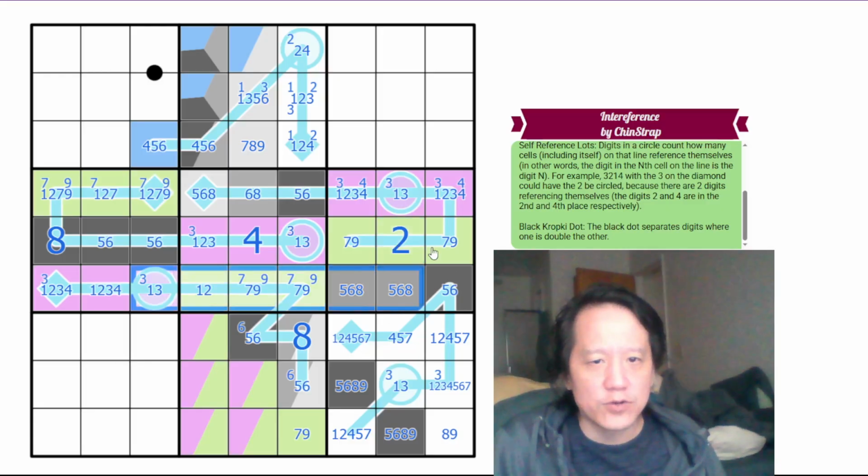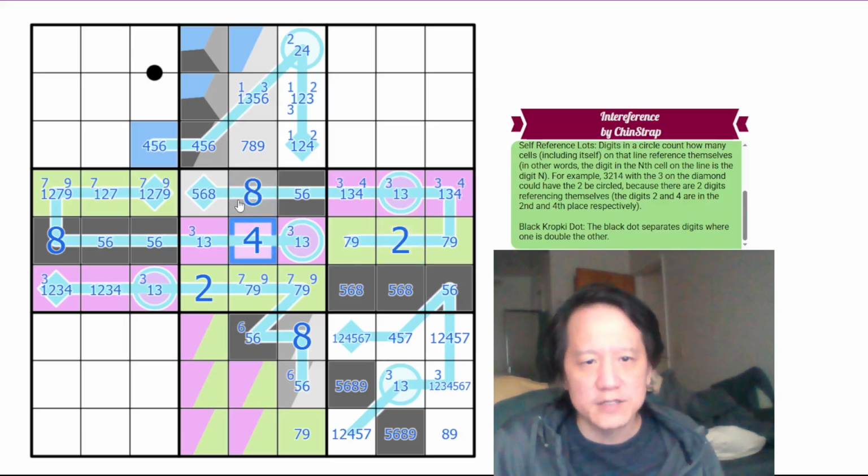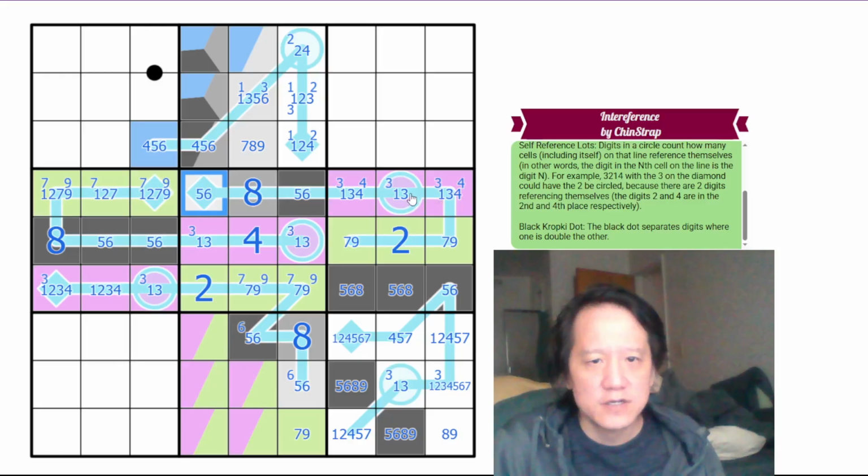Therefore, in the green is 2, 7, 9. So this has to be 2, 7, 9. This can't be 2. This can't be 2. This can't be 2. This 2 points to that cell, so it's an 8. So that matches this. This is not light. This is medium. This is not medium. This is light. That forces this to be 5 or 6.